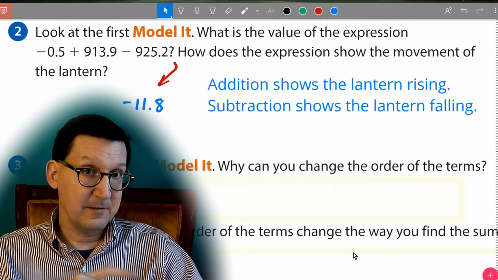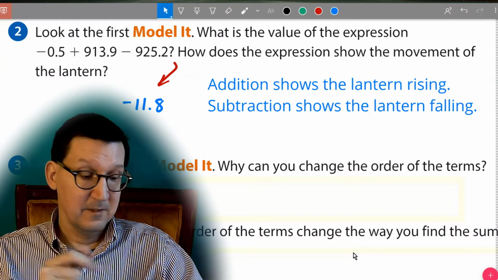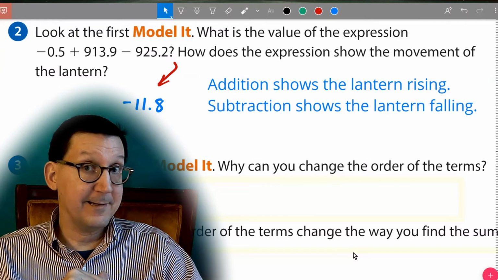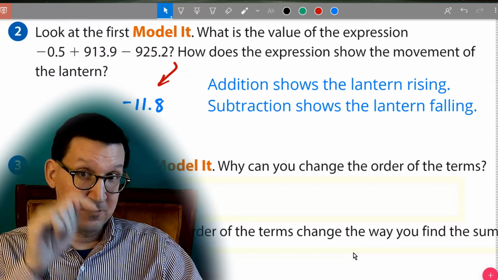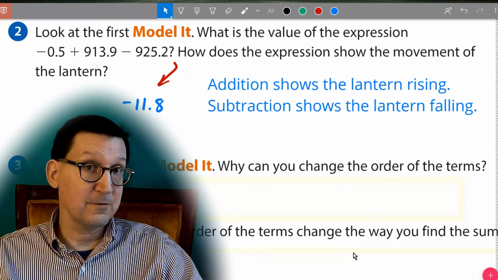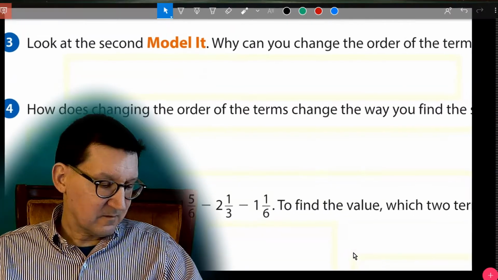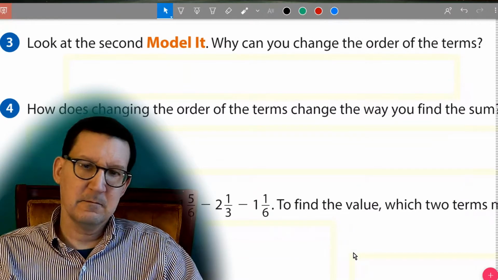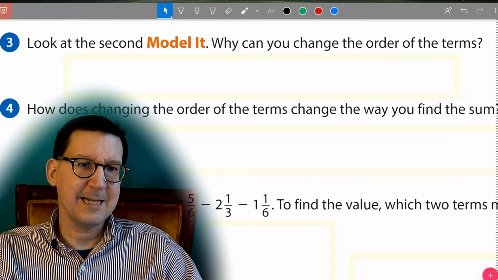So when you're looking at it and you're adding a positive number, or you're subtracting a positive number, or for that matter, if you're adding a negative number, that means the lantern's moving in the downward direction or towards 0 on the number line. So looking at that second model, why did we change the order of the terms like that? What's the point? Why on earth is that a thing?